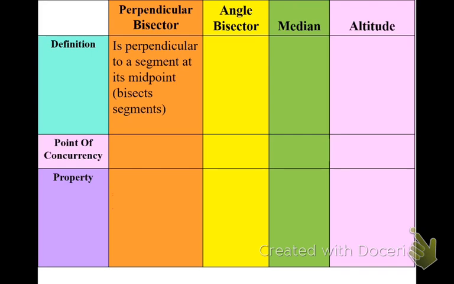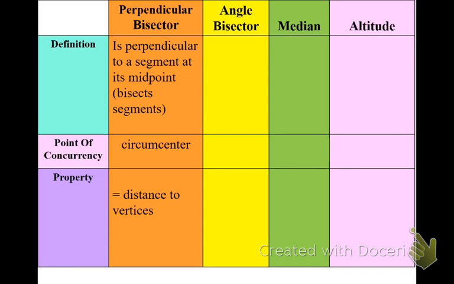Does anybody remember what the center is called? Center. Circumcenter. And the property is that it is an equal distance to the vertices. And vertices is the same thing as the angles.